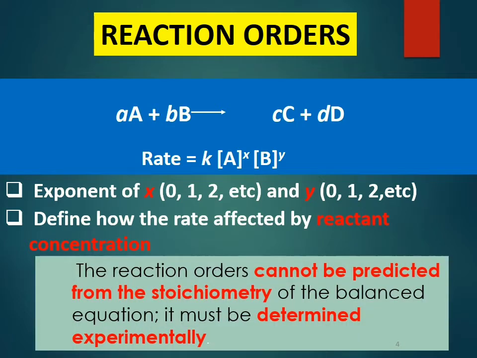And remember, our reaction orders cannot be predicted from the stoichiometry. They cannot be predicted from the stoichiometric coefficients. They must be determined experimentally. And for the next few slides, we are going to see how to calculate the reaction order from the questions.